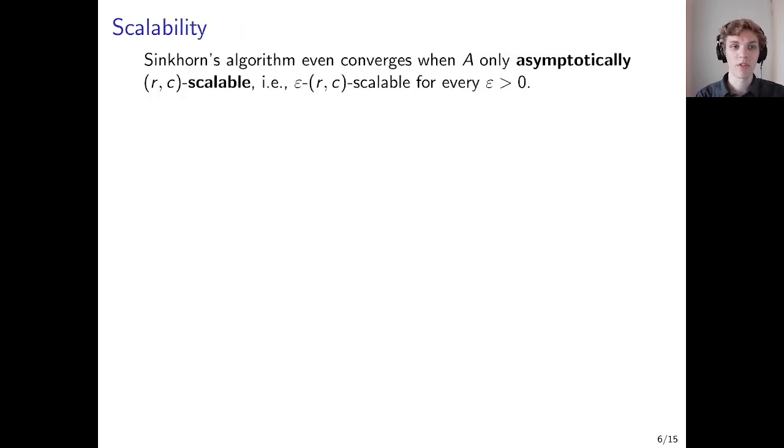But actually what's even true is that Sinkhorn's algorithm even converges when A is only asymptotically scalable, i.e. it's epsilon scalable for every epsilon larger than 0. Now how do you check this? Well, I will give you an equivalent condition now, which is the following.